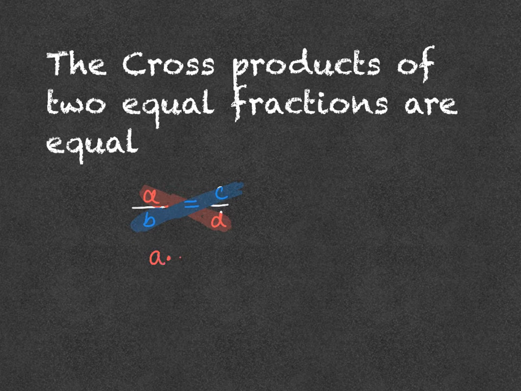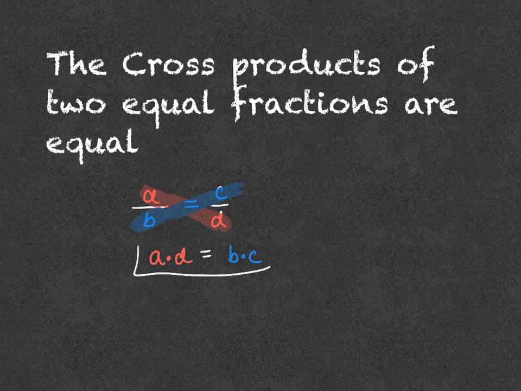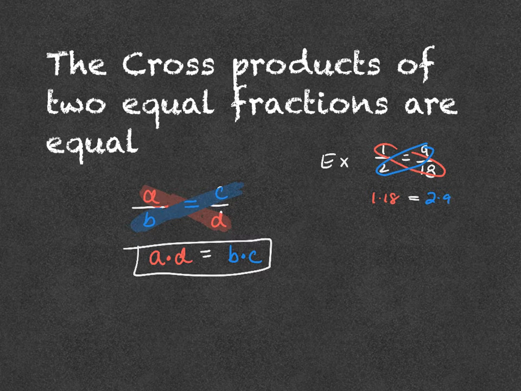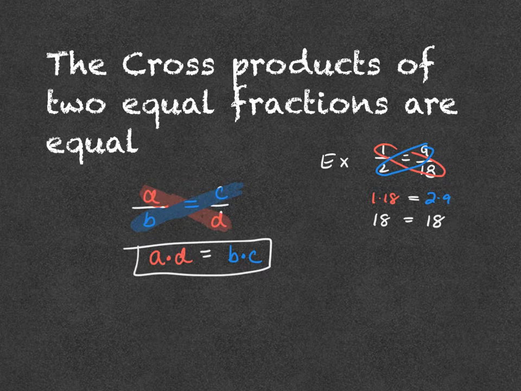I can write that out as a times d, and the other cross product was b times c. And if these fractions are equal to each other, then those cross products should be equal. That's a quick example with a real fraction. We know that 1/2 is the same thing as something like 9/18. So if we multiply this way, 1 times 18, that is going to be equal to the other diagonal, which is 2 times 9, which is also 18. So we do see that if fractions are equal to each other, then they have equal cross products.